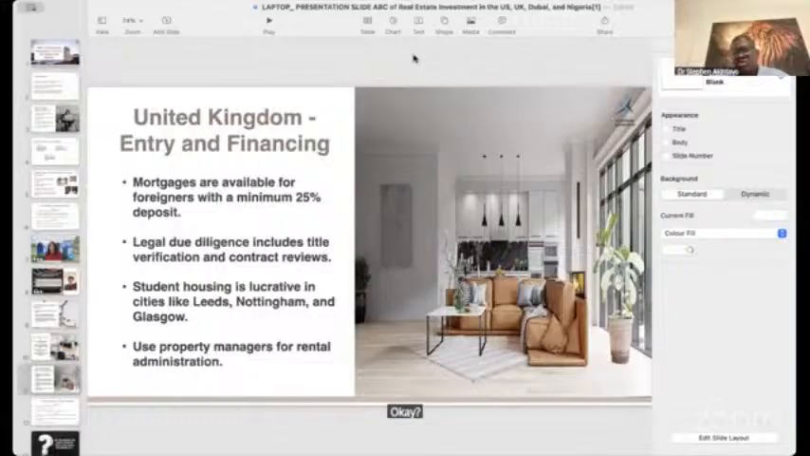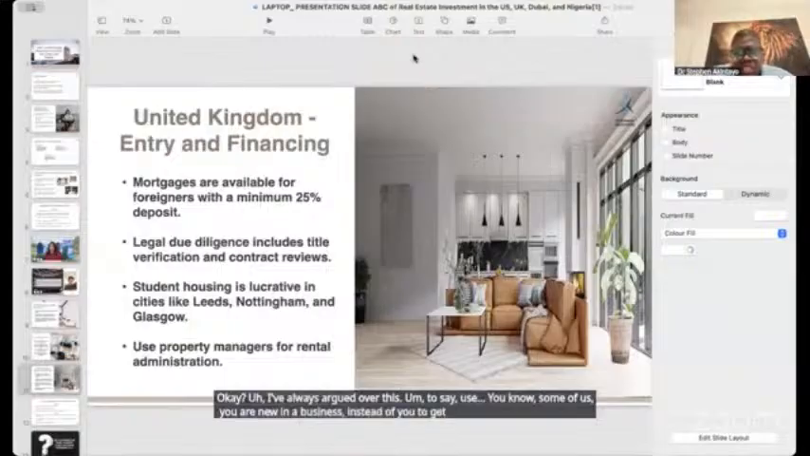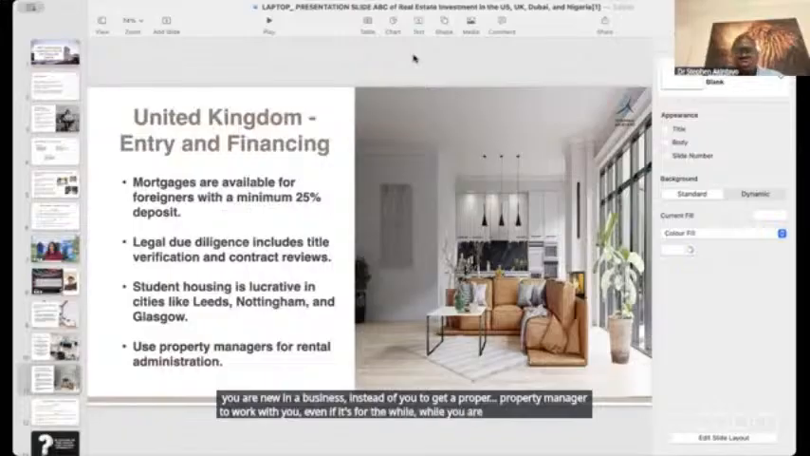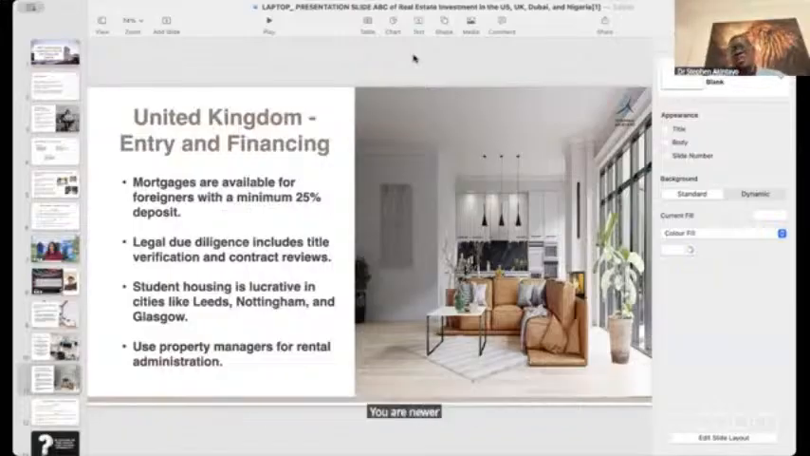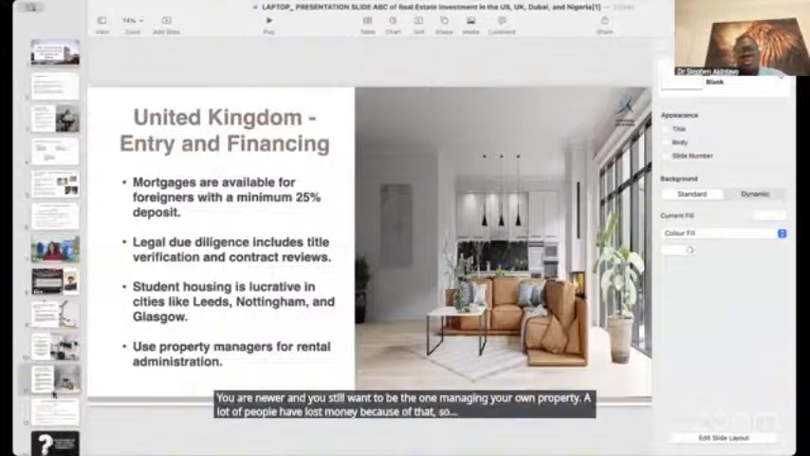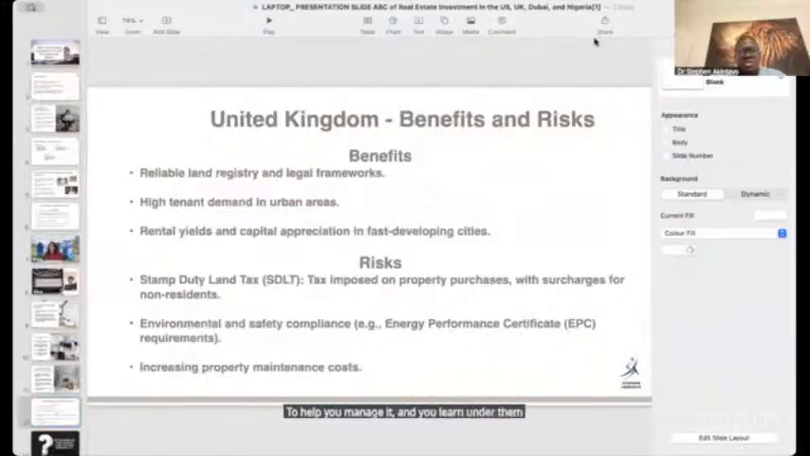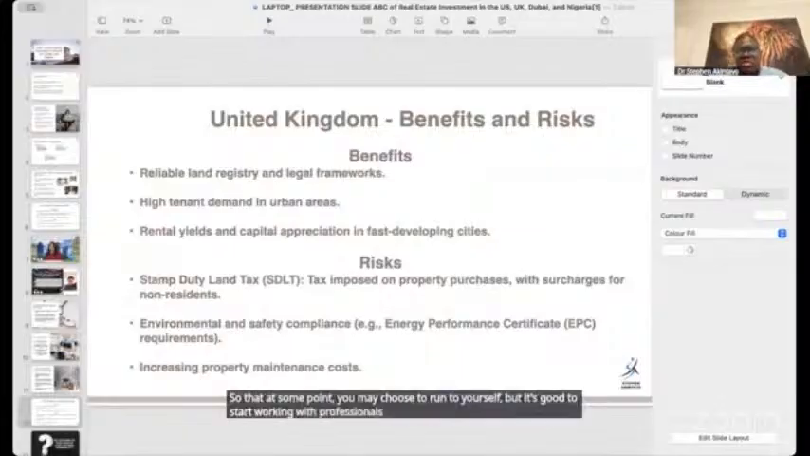I've always argued this: some of you are new in the business, and instead of getting a proper property manager to work with you, even if it's just while you are learning the ropes, you still want to be the one managing your own property. A lot of people have lost money because of that. So get a good property manager to help you manage it, and you learn under them and watch what they're doing. At some point you may choose to run it yourself, but it's good to start working with professionals, right? It helps you to know how it works.